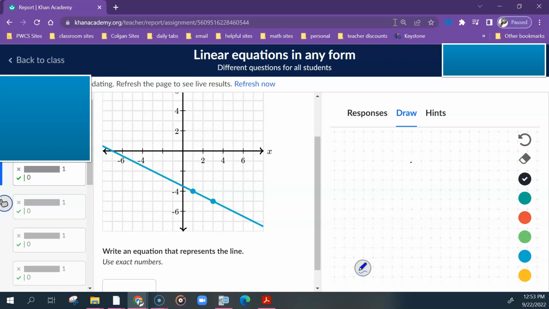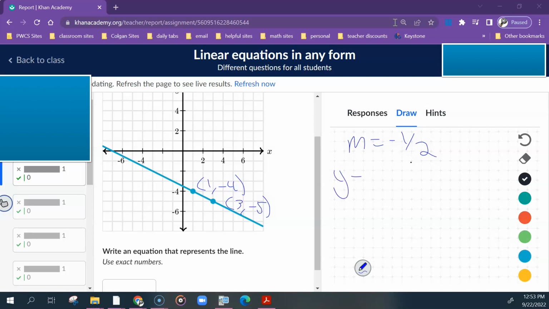So count your slope, however you do that. Here I'd be going down 1 to the right 2, so my slope would be negative 1/2. And then I want to use one of these points and use my point slope form. So if you want to write down what those points are, this one's (1, -4) and this one's (3, -5). So you just need one of those? Doesn't matter which one.